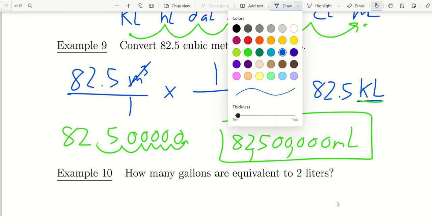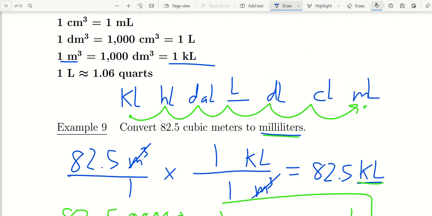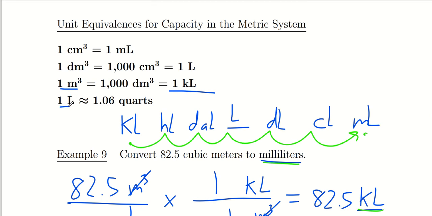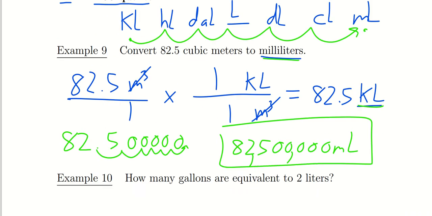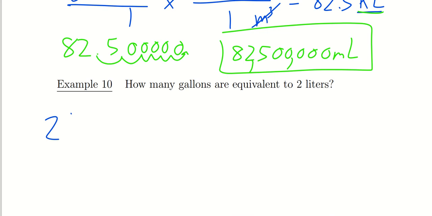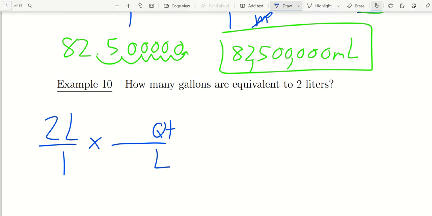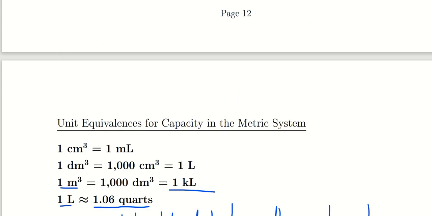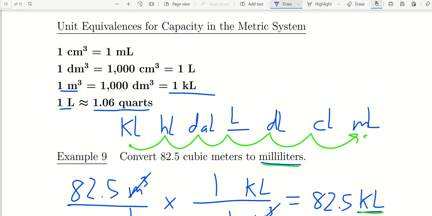Let's take a look at the next one. How many gallons are equivalent to 2 liters? So we have 2 liters, and we want to convert them to gallons. Notice we don't have a direct relationship between liters and gallons, but we do know liters and quarts. And if we can get the quarts, then we should be able to get the gallons. So let's start. We have our 2 liters over 1. I want to get rid of liters. I'm going to put that on the bottom. I'm going to put quarts on the top. That relationship is, again, if I can find it, 1 liter is 1.06 quarts.